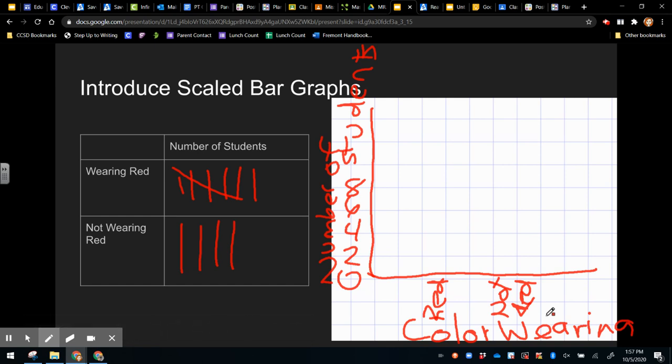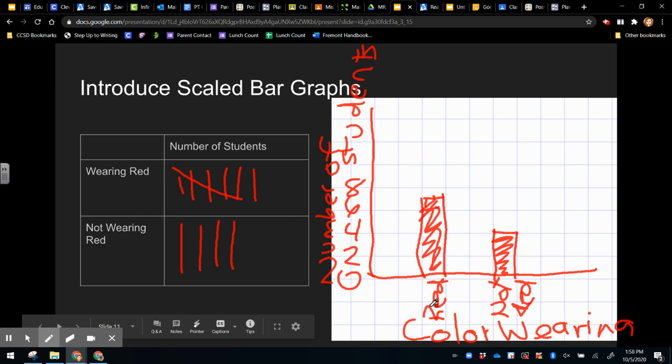So now I need to actually draw my bars. Notice when I made my scale, I started at 0 on the line here, and then at the next line, it's 2, 4, 6, 8. So I can draw my bar up to the line. I'm going to go with not red first, and I'm going to go up to 4 because that is how many they were wearing. Now, there were 7 students wearing red. 7 isn't on my scale. But if I think about it, where does 7 come when I'm counting? Halfway between 6 and 8, right? So I'm just going to go halfway, and then I'm going to draw my bar down and fill it in.